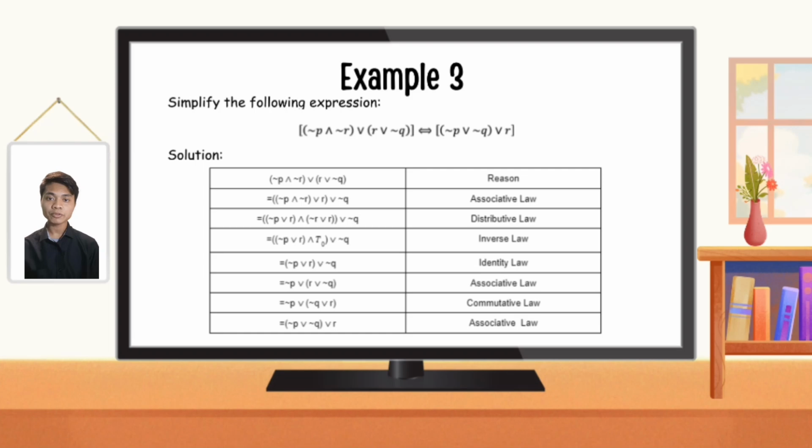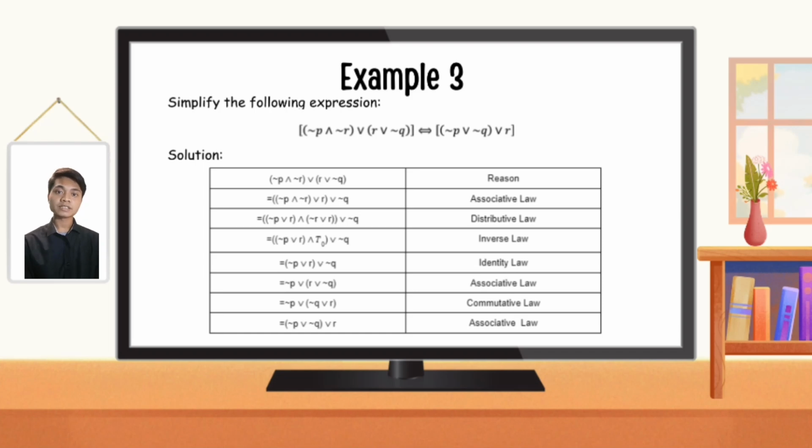For the second step, we need to use distributive law. For this distributive law, we need to expand the R. So the answer is not P or R and not R or not Q. So the next step is we need to use inverse law. For the inverse law, we identify that not R or R will become T. So the answer is not P or R and T or not Q.